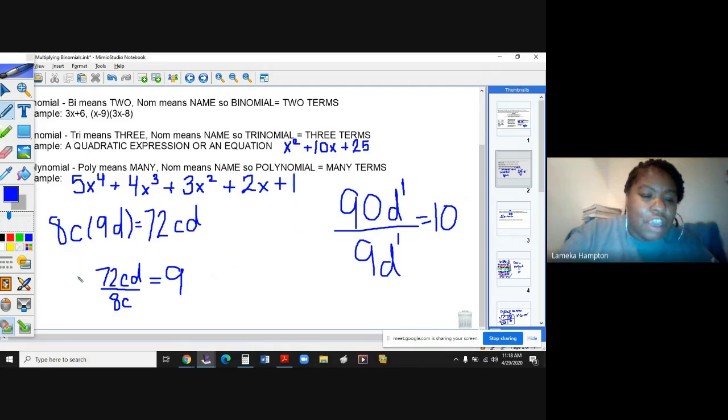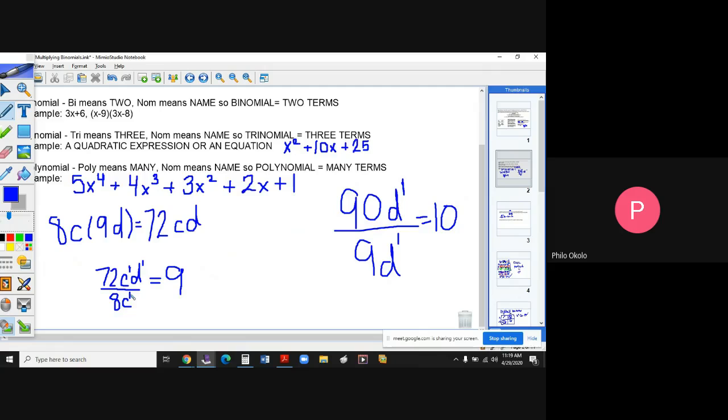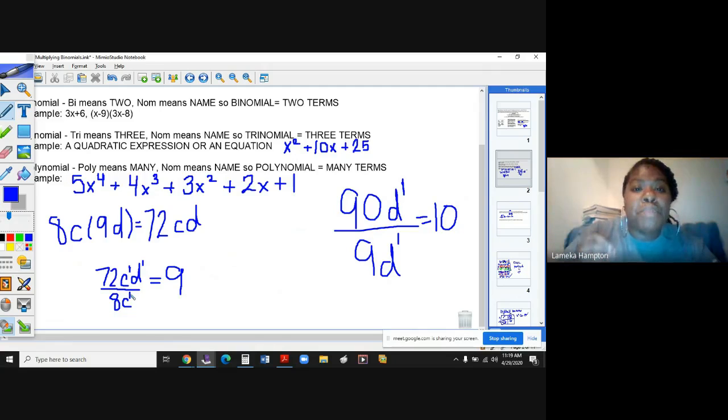Remember, you do not have to do this part, but if it helps you in the beginning to make sure they are correct, you can put a 1 next to each letter. Now, I'm going to subtract my exponents. So what is 1 minus 1? 0. So I do not put C to the 0 power. Anytime these things cancel out, you don't have to put 0.